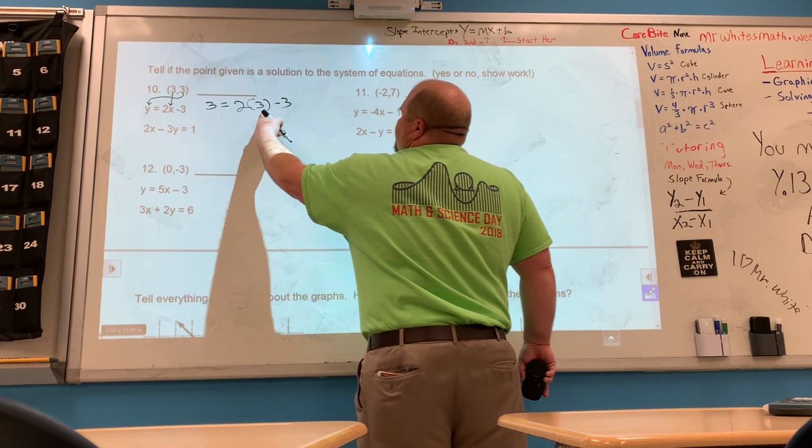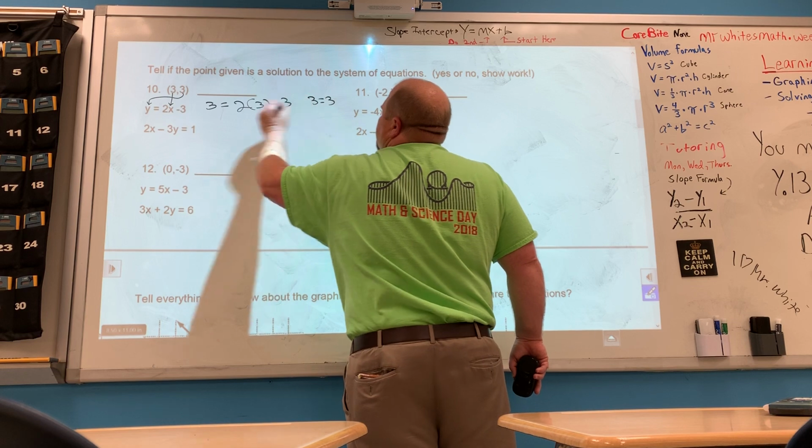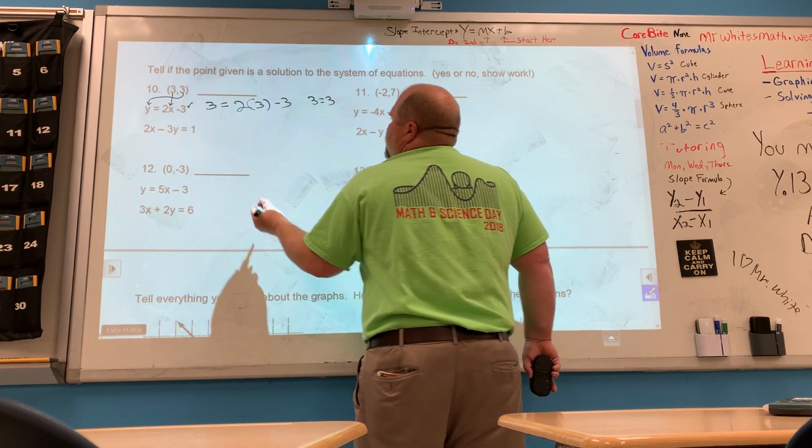So 2 times 3 is 6. 6 minus 3 is 3. So it does actually say 3 equals 3. So yes, it works in this problem. So now we try the other one.